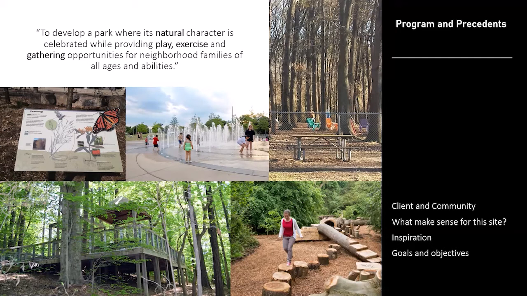And then we start to generate goals and objectives, which could lead to something like a mission statement, which we have here. So this is what the community came up with for the park. They said they wanted to develop a park where its natural character is celebrated while providing play, exercise, and gathering opportunities for neighborhood families of all ages and abilities. So they wanted this park to be accessible. They wanted to celebrate the creek that was there, but also maybe provide some open areas for exercise or play. So there's a lot that goes into this, and we would come back to this statement to make sure we were staying on the process.